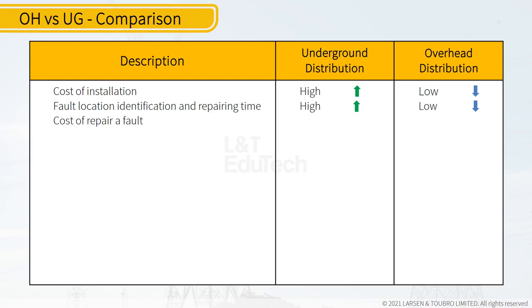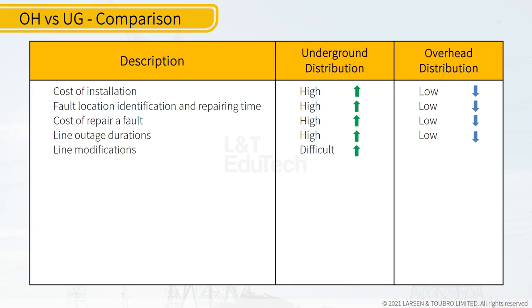Cost of repair or fault, high in underground cabling while low in overhead line. Line outage durations, high in underground cabling while low in overhead line. Line modifications, difficult in underground cabling while easy in overhead line. Effect from weather conditions, low in underground cabling while high in overhead line.